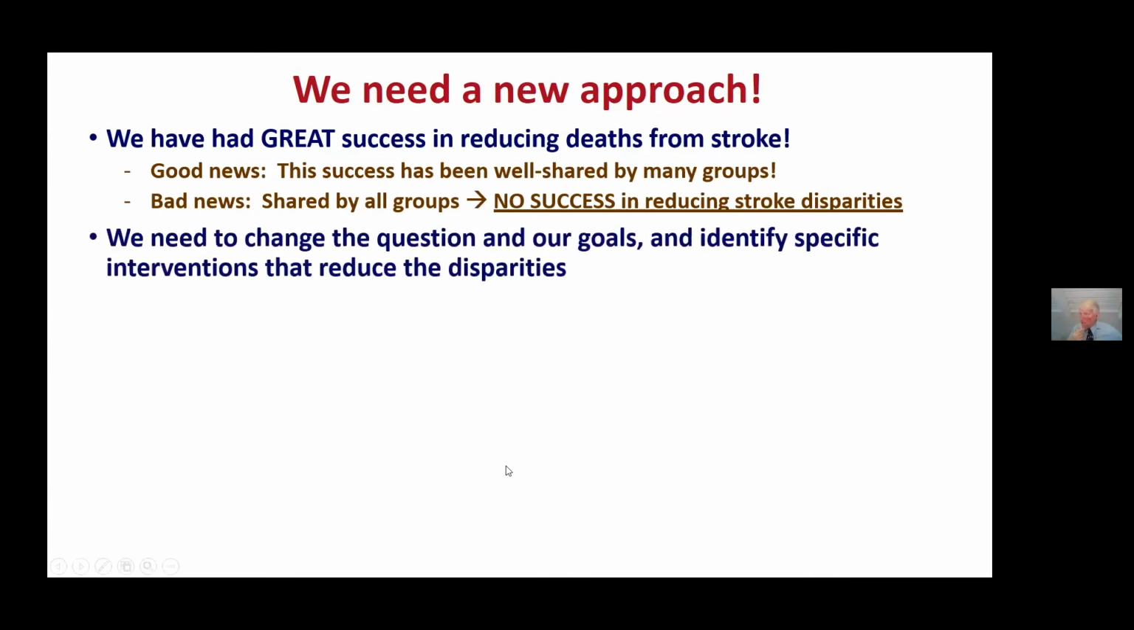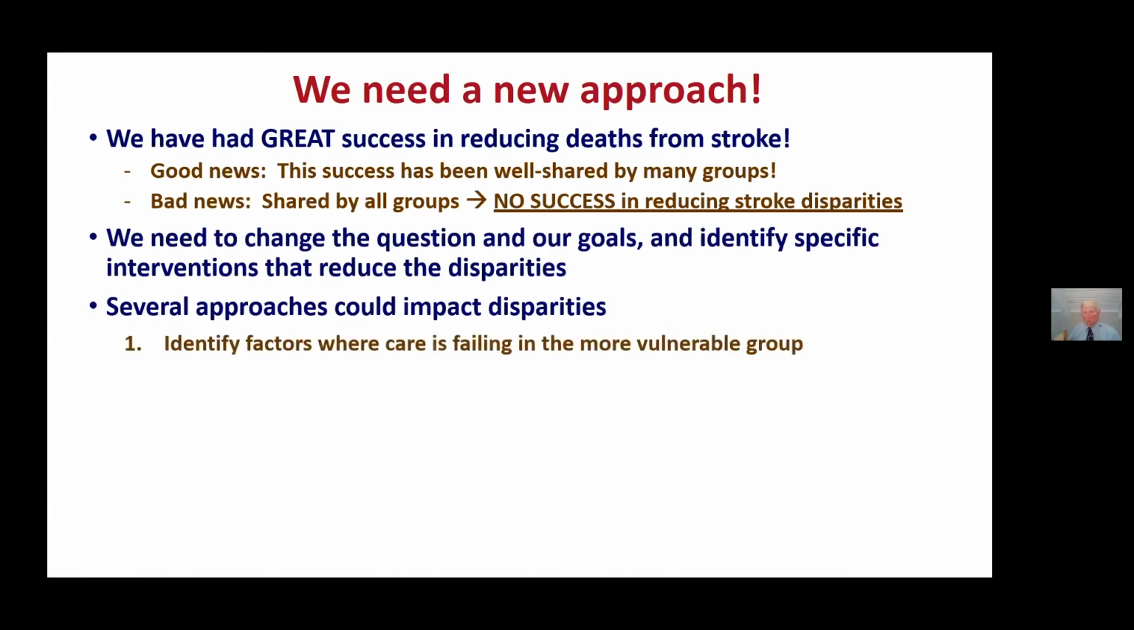And so I'm going to suggest that we really need to change the question and our goals. What we need to do is to identify specific interventions that are focused not on reducing stroke, but on reducing stroke disparities. And I'd like to suggest there are several approaches where we could focus on the disparities, and I'm going to give examples of each of these. This is going to seem a little bit obtuse for a second. But what we could do is identify factors where the care is failing in the more vulnerable groups. In other words, where care is not working well in African Americans.